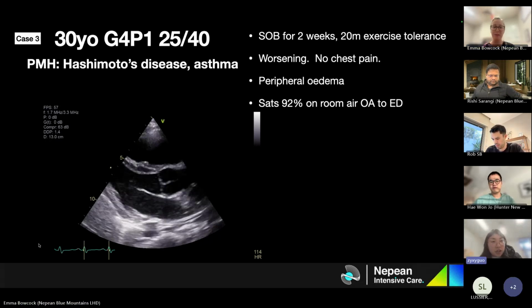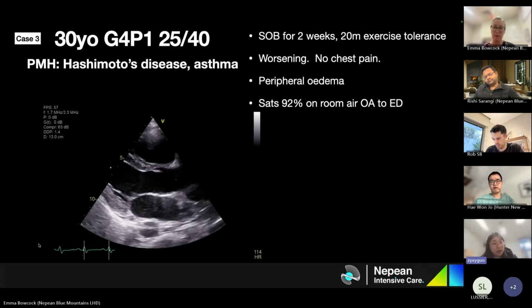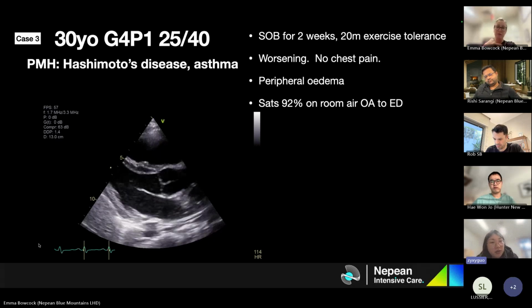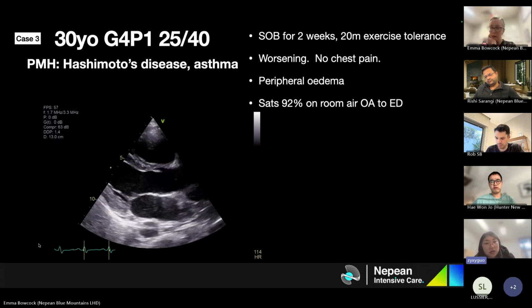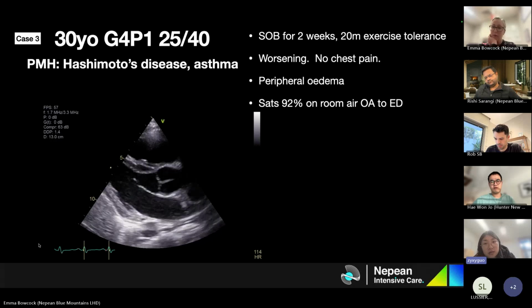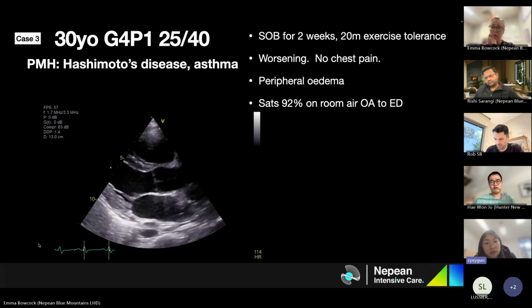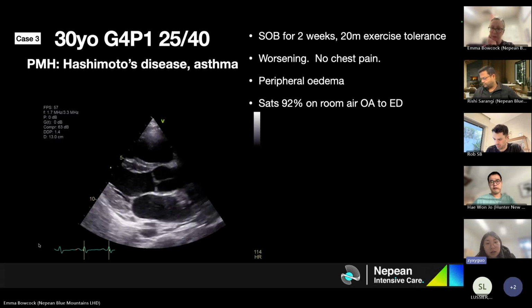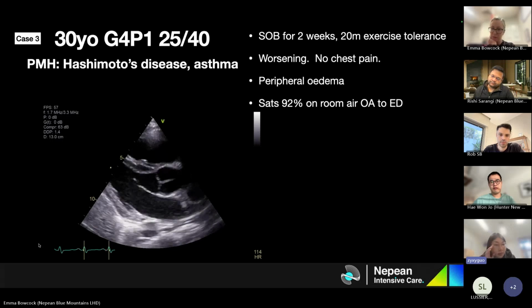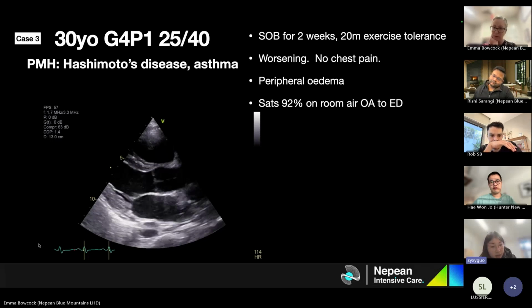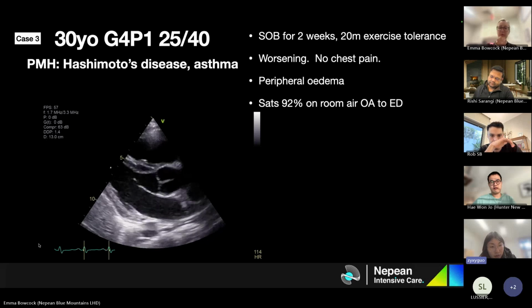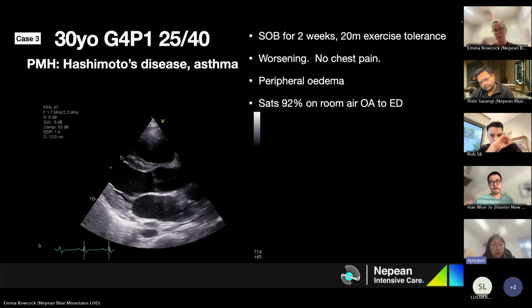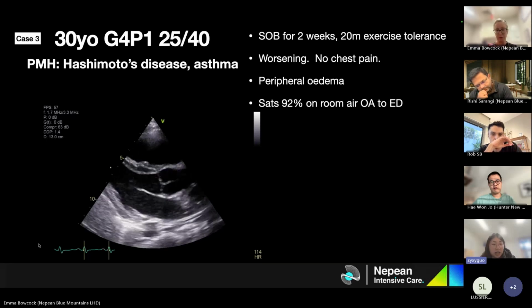Got a 30-year-old G4P1, 25 weeks pregnant with history of Hashimoto's disease and asthma. Shortness of breath for 2 weeks, 20 meters exercise tolerance, worsening, no chest pain, peripheral edema, and sats on 92% on room air. I've got a focused parasternal long axis view here. The patient is tachycardic.